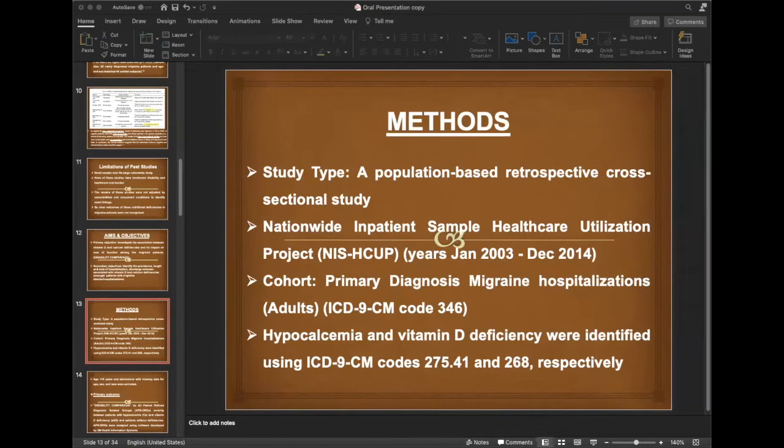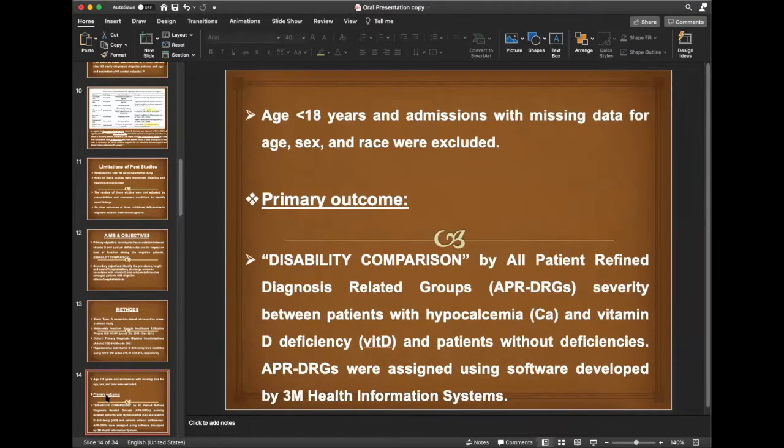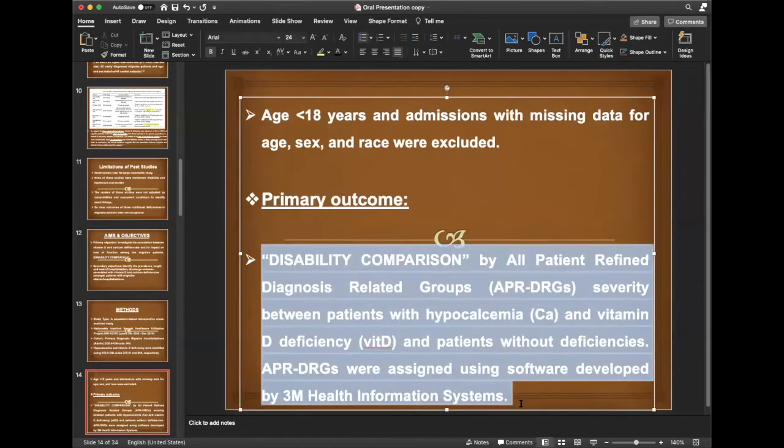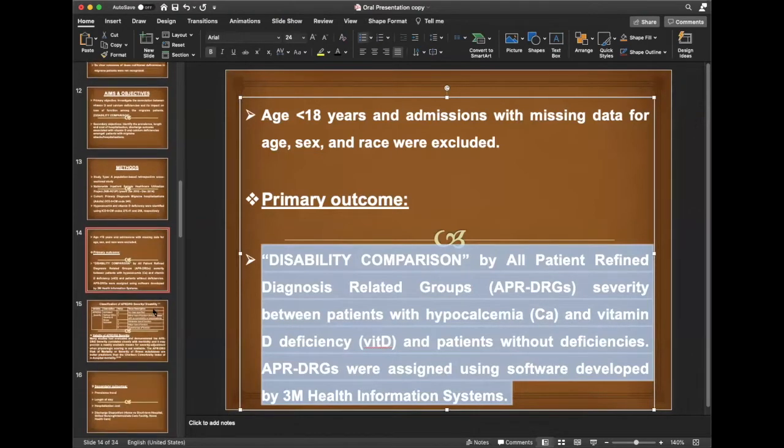After that is finished, the next most important slide will come: what are the inclusion and exclusion criteria? Here we wrote that pediatric patients under 18 and those with missing data were excluded. So, inclusion and exclusion criteria. And then you remember the primary outcome and secondary outcome. You can write the primary outcome and define it completely. How did you choose the primary outcome?